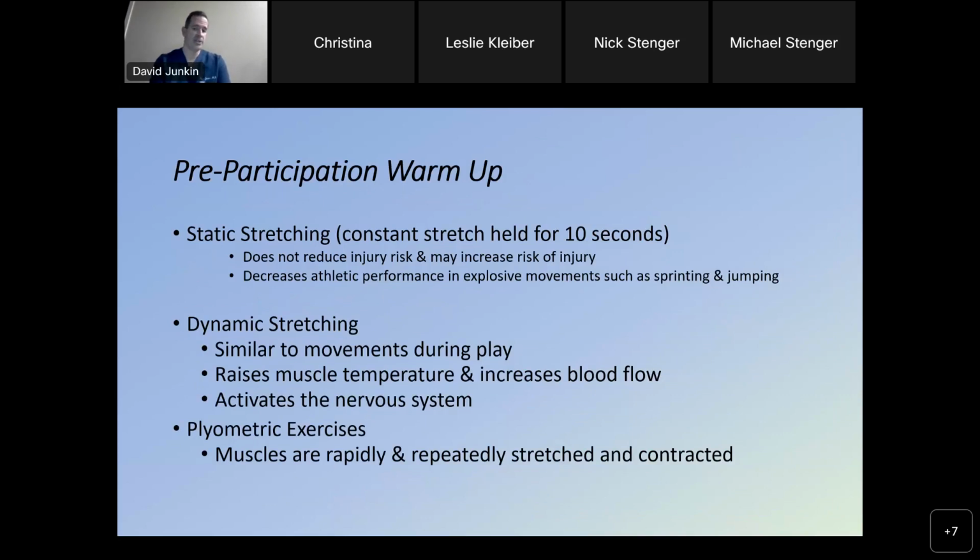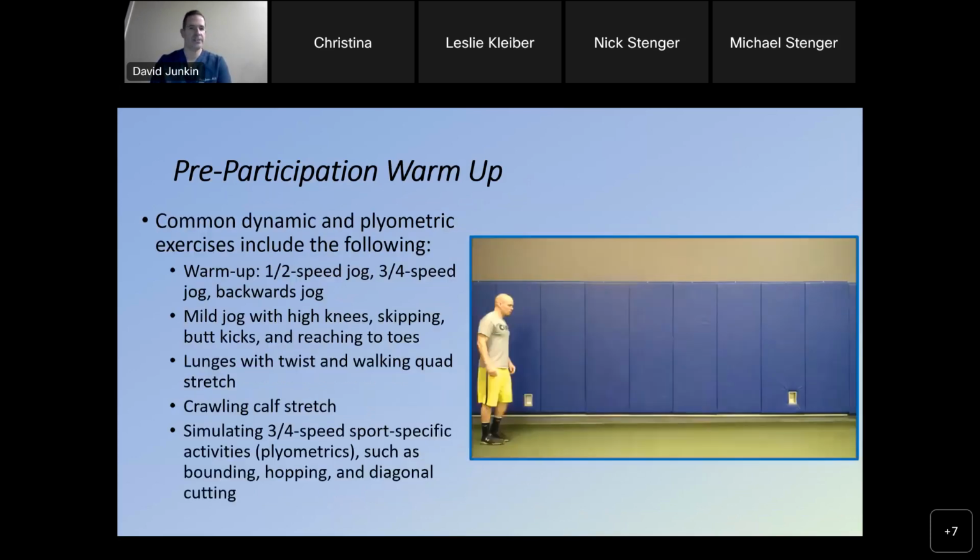The dynamic stretching is something more on the new side. I see this now covering football games, that the transition has been made in many of these schools, thankfully. This is more stretching with constant movement. It helps to get the blood flow increased to the muscles, begins to activate the nervous system.